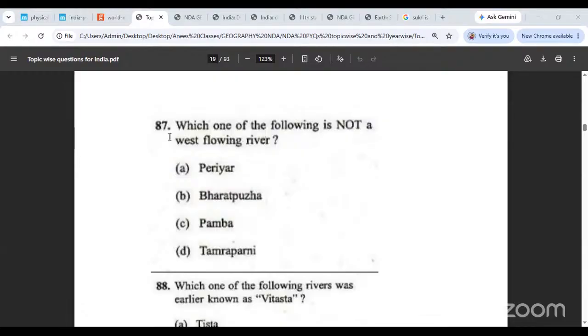Tamraparani. Absolutely correct. Tamraparani is not a west flowing river. The rest of the rivers are from Kerala. Periyar, Bharathapuzha, and Pamba are famously rivers of Kerala, so those are west flowing rivers. Whereas Tamraparani is from Tamil Nadu, it's an east flowing river.